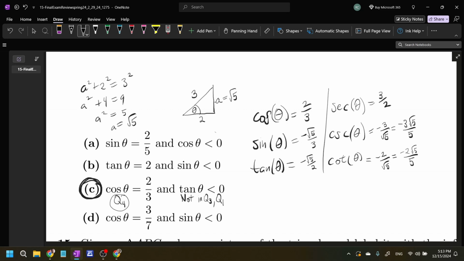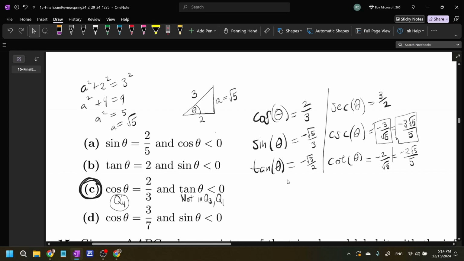For tangent, opposite over adjacent. Again, in our construction, it looks positive, but since we're in quadrant 4, we know tangent's negative in quadrant 4. Our answer is going to be negative root 5 over 2. And then the reciprocal functions, well, they're called reciprocal trig functions because we just need to take the reciprocal. So you just flip these fractions. Over here, I've rationalized them, but the professor who grades this might accept this as an answer as well. These are both correct.